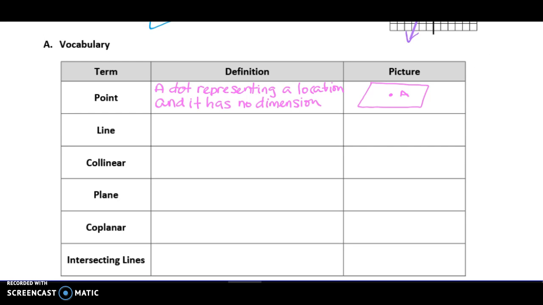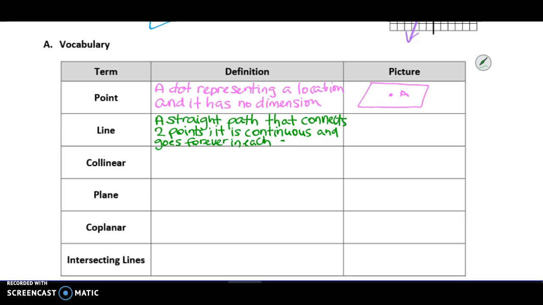Next for a line, a straight path that connects 2 points. It is continuous and goes forever in each direction. Again, for paths, I will have 2 points, A and B. The line is the straight path that connects those 2 points, and it goes on forever in each direction, so we're using arrows for that.